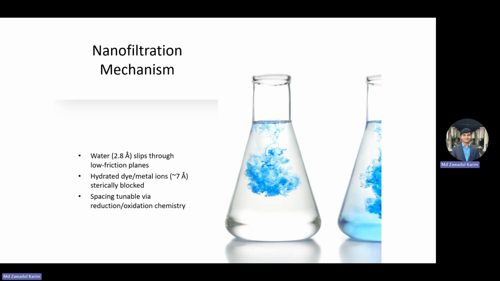Inside those channels, water experiences slip flow along nearly friction-free graphitic plates, which is something that we covered in transport phenomena to some extent. So flux is up to 10 times higher than classic pore theory predicts. Meanwhile, big ions hit a steric roadblock and bounce back. By simply tweaking the oxidation level, we can tighten or widen the spacing to target dyes, salts, or even forever chemicals.